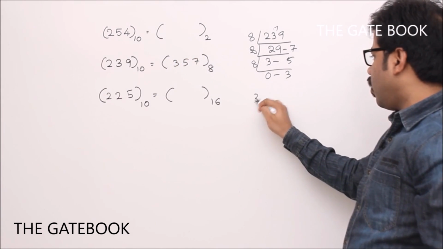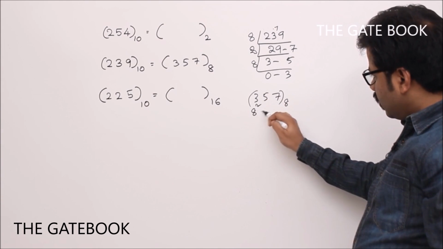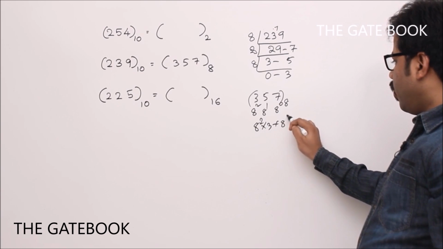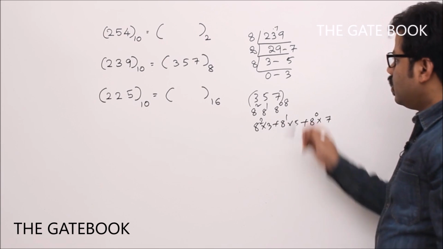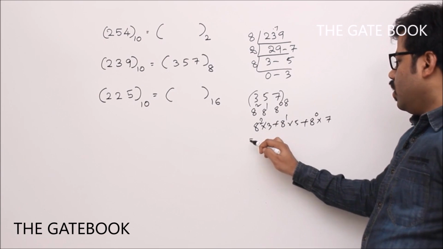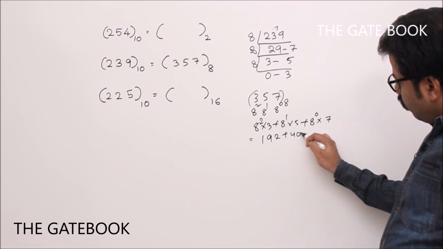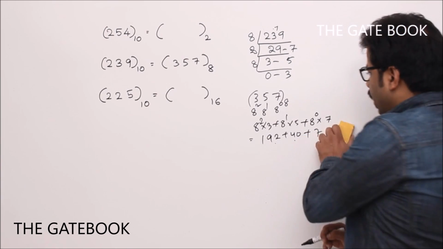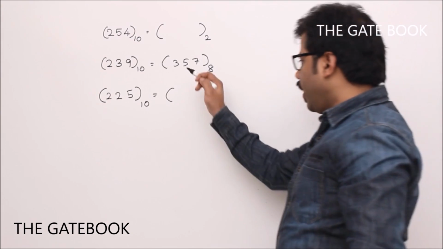If you have doubt, you can cross check. Base 8, so the weightage is 8 square, 8 power 1, 8 power 0. 8 square into 3 plus 8 power 1 into 5 plus 8 power 0 into 7. That is what we did here also. The process is same. 64 3s are 192 plus 40 plus 7. 232 plus 7, 239. Perfectly right. In that way we can convert decimal to octal.